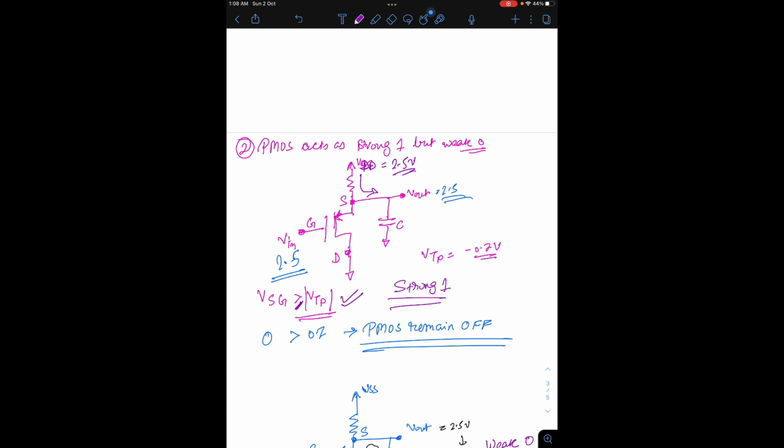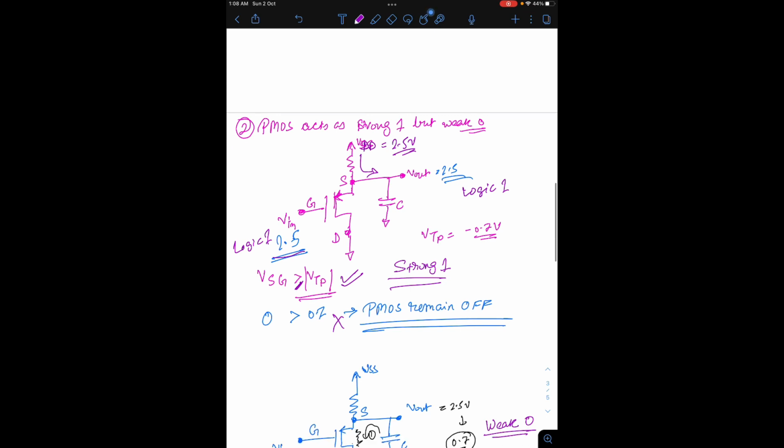It's clear. So what's the difference, guys? The difference is 2.5 minus 2.5, that is 0 volt. Is 0 volt greater than the magnitude of VTP, 0.7? Is this condition true? No, it's not true. That's why PMOS is off. So when PMOS is off, you don't have a path for current to flow from here to here. So when I give the input voltage as logic 1, I am getting output also as logic 1 or 2.5 volt. There is no degradation in the voltage. So that's why we can conclude that PMOS passes 1 strongly.